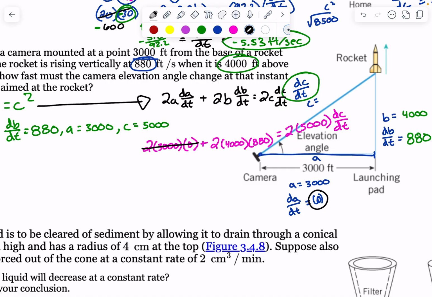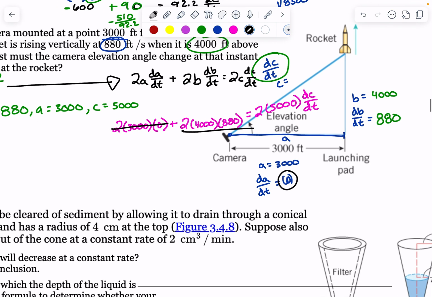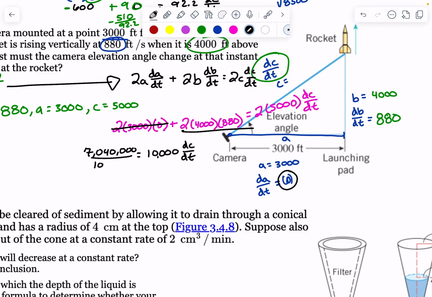This goes away because we're taking it times 0. This guy right here is 8,000 times 880, which is a big number. This is 10,000 times dC/dt. That gives 7,040,000. I'm going to divide that by that number, so I'm going to knock off 4 zeros. dC/dt is 704.